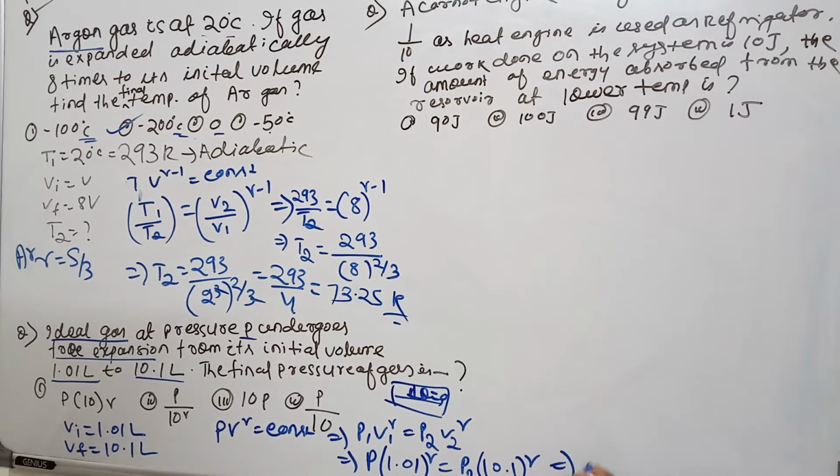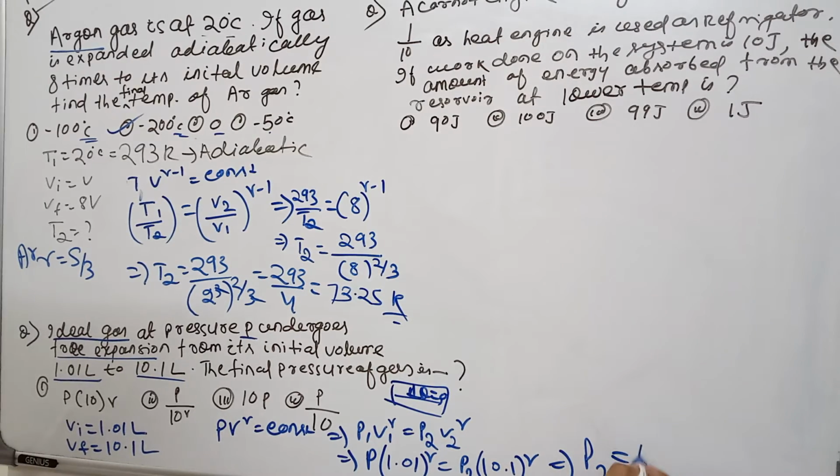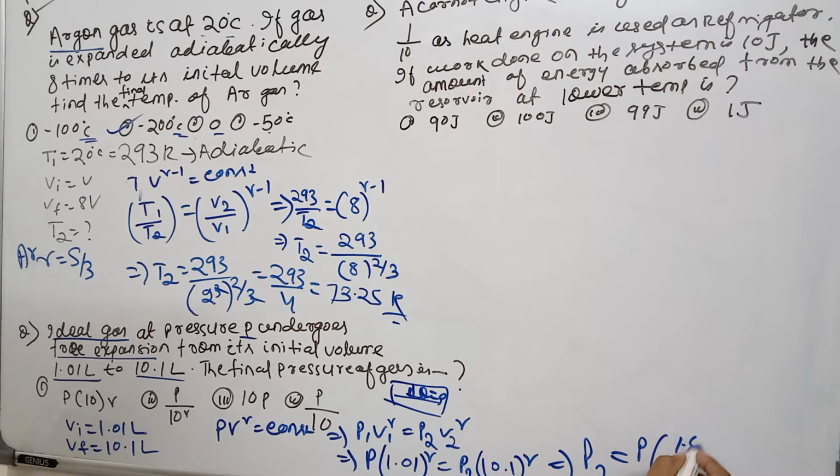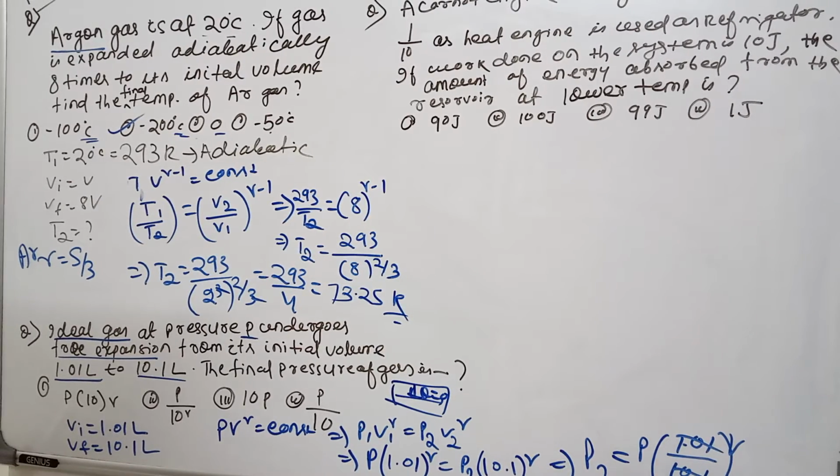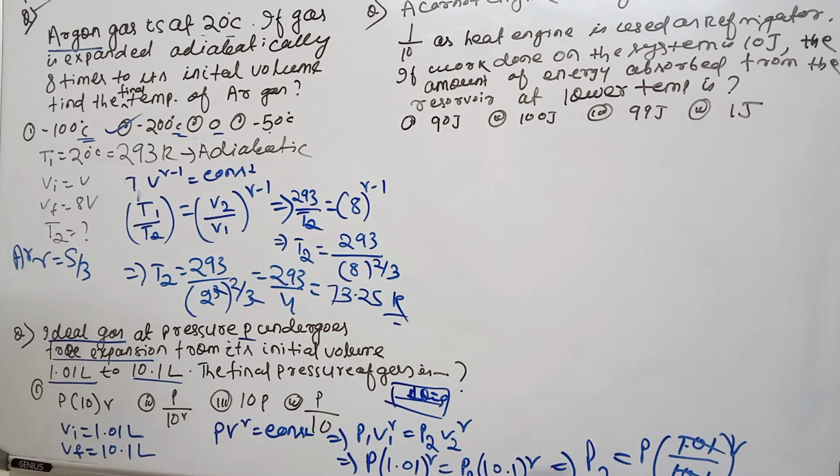So that implies P2 is equal to P times (1.01 upon 10.1) to the power gamma. This 1.01 and 10.1 get cancelled by a factor of 10. So this is P upon 10 to the power gamma.